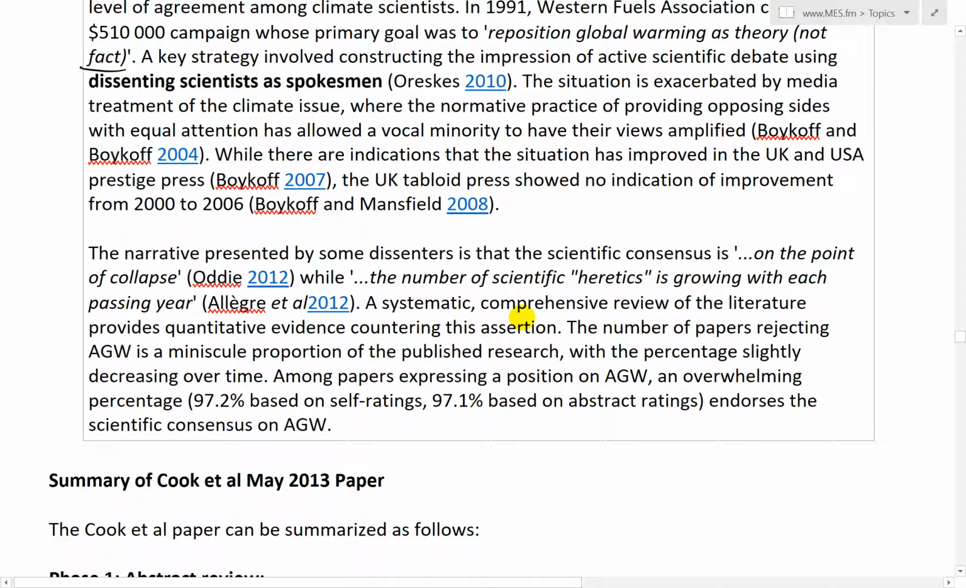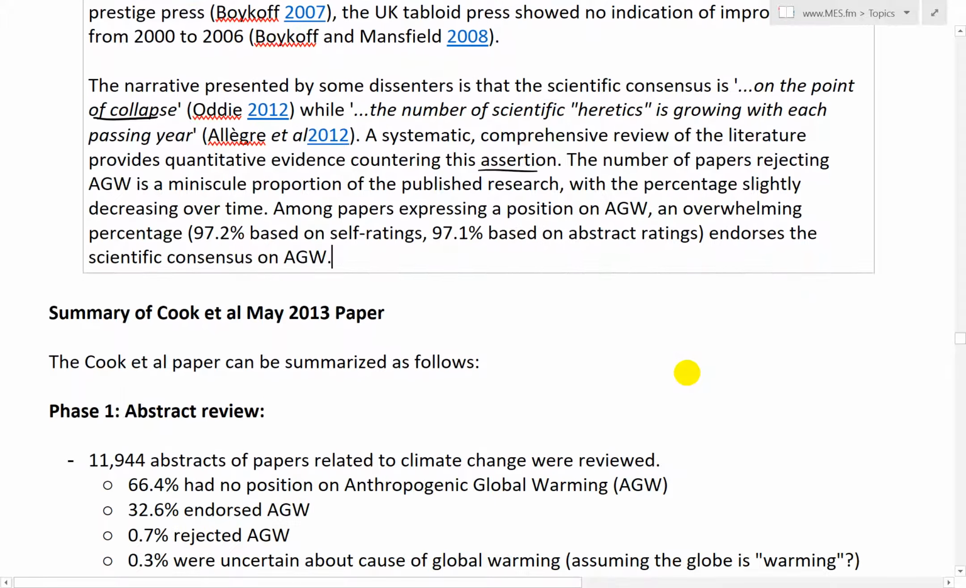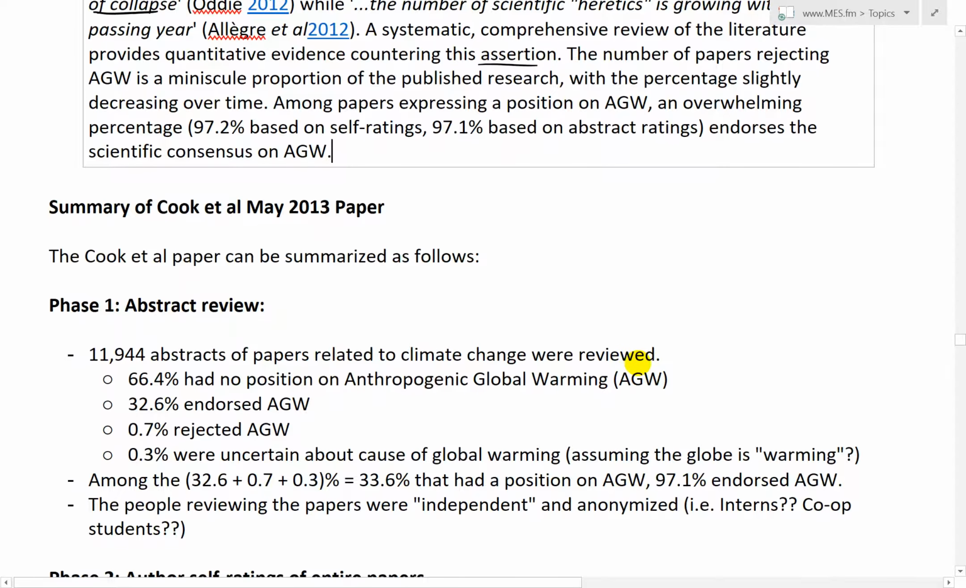So I believe their concerns here are actually highly overstated, at least in a majority of major mainstream news outlets. The narrative presented by some dissenters is that the scientific consensus is on the point of collapse, while the number of scientific heretics is growing with each passing year. A systematic comprehensive review of the literature provides quantitative evidence countering this assertion. The number of papers rejecting AGW is a minuscule proportion of the published research, with the percentage slightly decreasing over time. Among papers expressing a position on AGW, an overwhelming percentage, 97.2% based on self-ratings and 97.1% based on abstract ratings, endorses a scientific consensus on AGW. Again, my view on this whole paper is that it is a psychological operation.